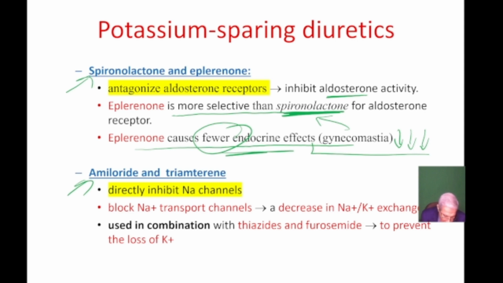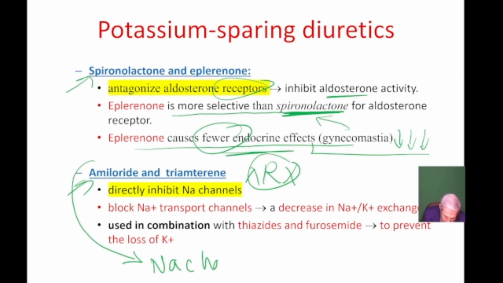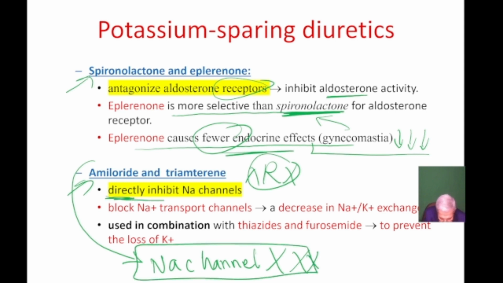Amiloride and triamterene, what is the difference? Spironolactone and eplerenone antagonize the receptor. Amiloride and triamterene are not related to the receptor. We don't have a receptor here. These two medications go to the sodium channel and block the channel, close the channel. They inhibit the sodium channel directly, block transport of sodium, and decrease the same process. So we have the same process.